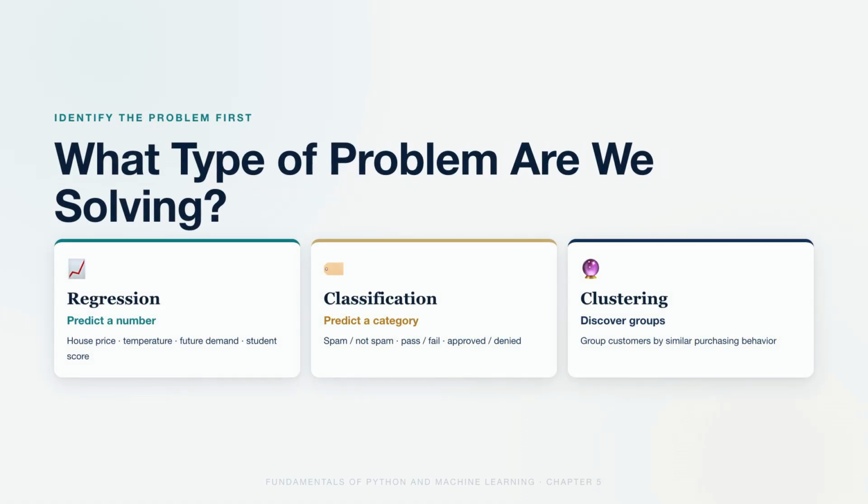Before selecting a model, we need to identify the type of problem we are solving. Regression predicts a numerical value. Examples include predicting a house price, temperature, future demand, or student score. Classification predicts a category. Examples include spam or non-spam, pass or fail, approve or deny, or one category among several possible categories. Clustering is used to discover groups within unlabeled data. For example, a business may group customers according to similar purchasing behavior. Scikit-learn includes algorithms and datasets for each of those problem types. Choosing the correct type of model begins with understanding what kind of result we need.